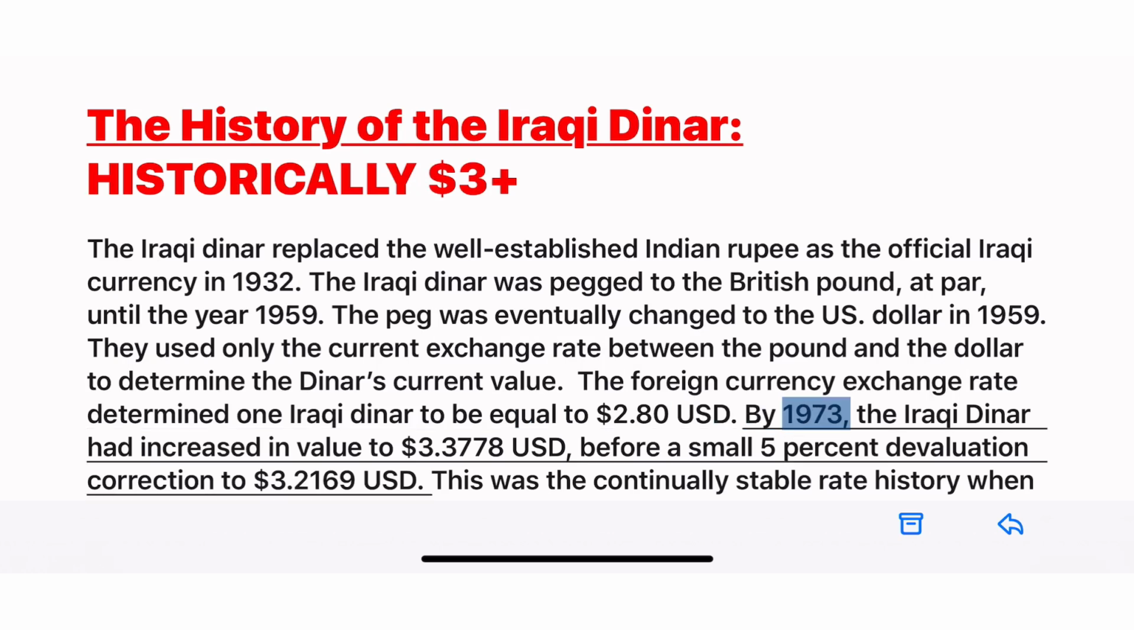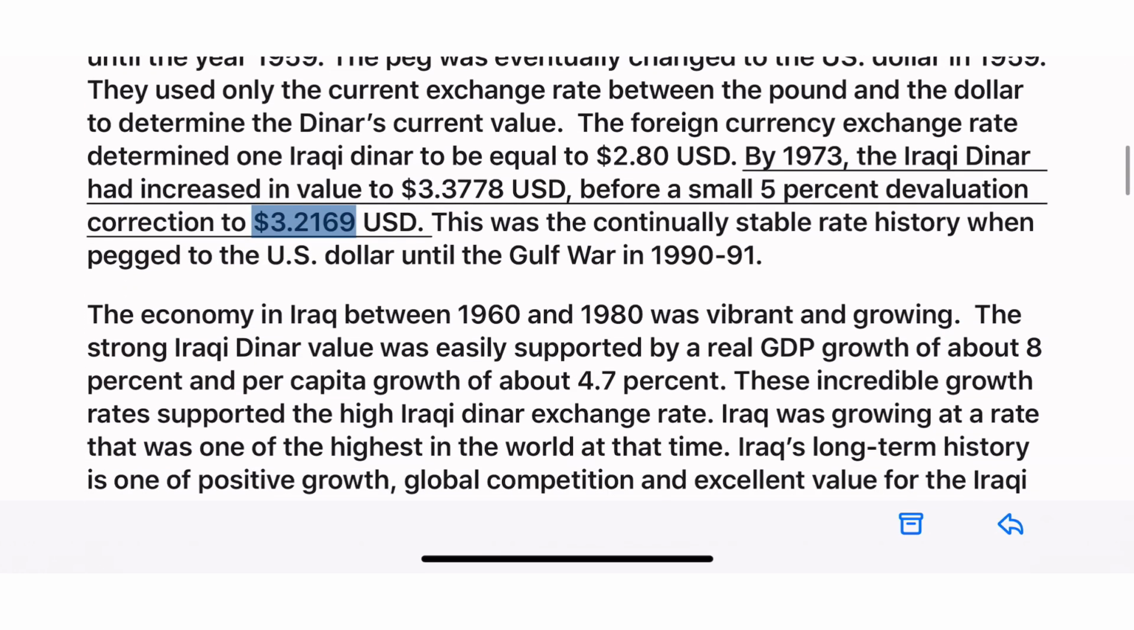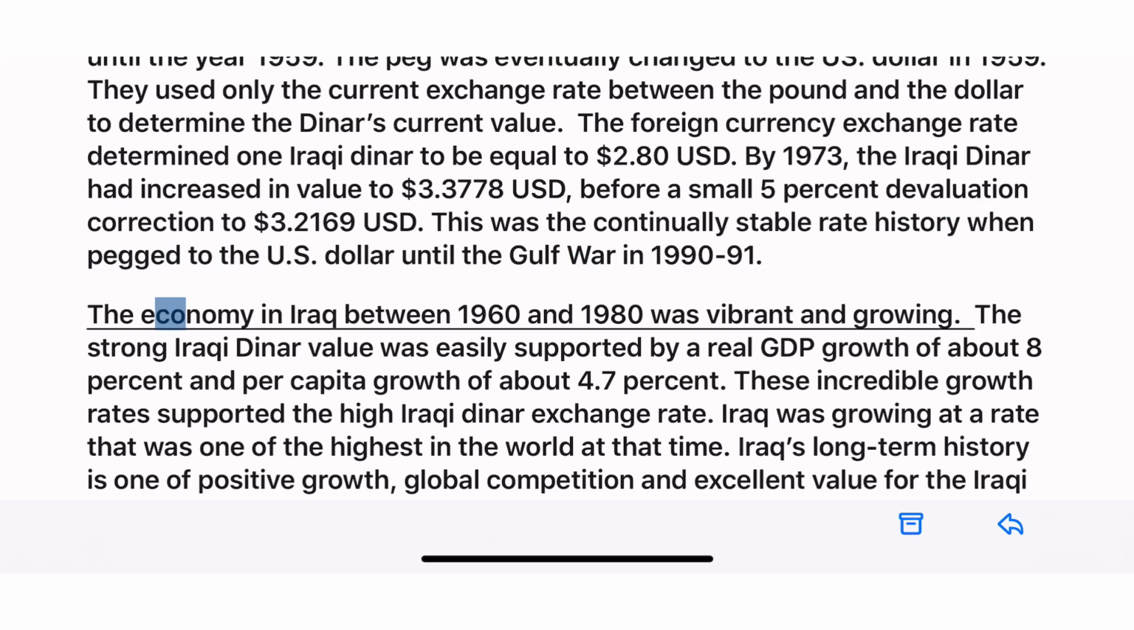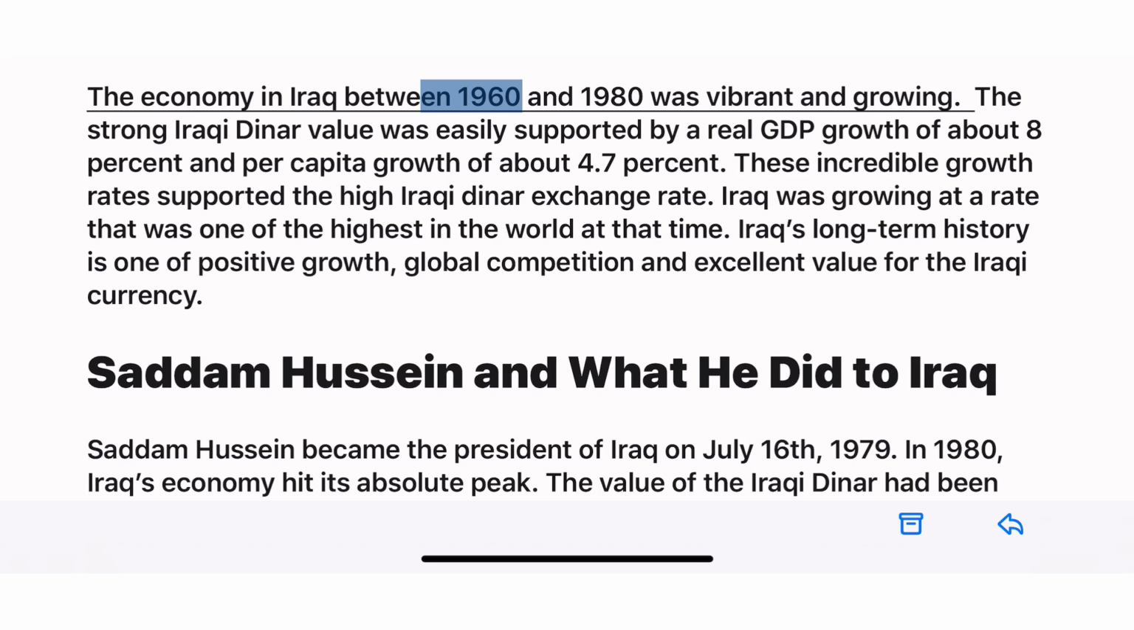By 1973, the Iraqi dinar had increased in value to $3.3778 USD, before a small 5% devaluation correction to $3.2169 USD. This was the continually stable rate history when pegged to the US dollar until the Gulf War in 1990 to 1991. The economy in Iraq between 1960 and 1980 was vibrant and growing.